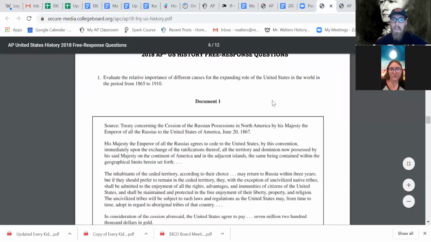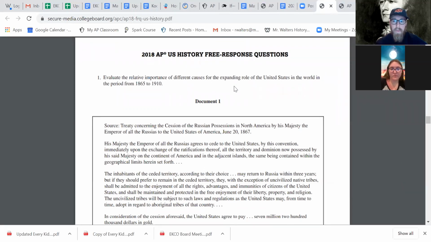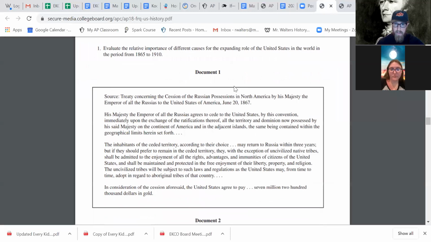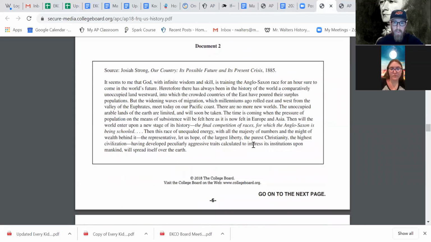Okay. So let's dig into this for a second. I'm just going to show you this question, and then I'm going to show you the responses. So we just went over the prompt, and let's look over some of these sources. So the first source is this treaty, okay? It's part of the Treaty of the Secession of Russian Possessions by North America. This is in 1867. This is just after the Civil War.